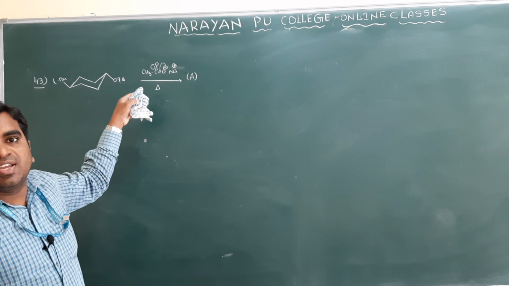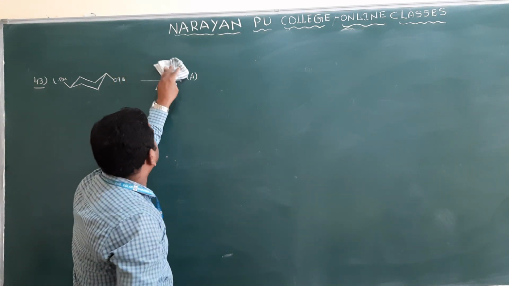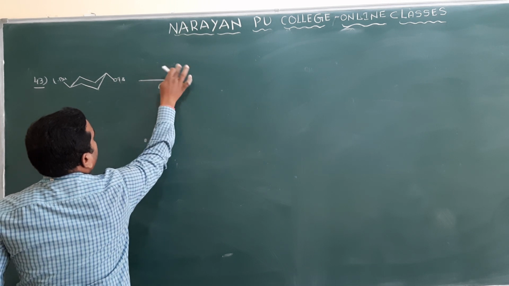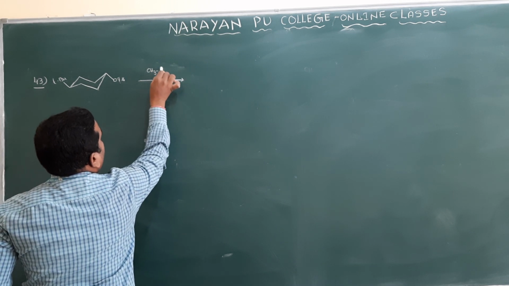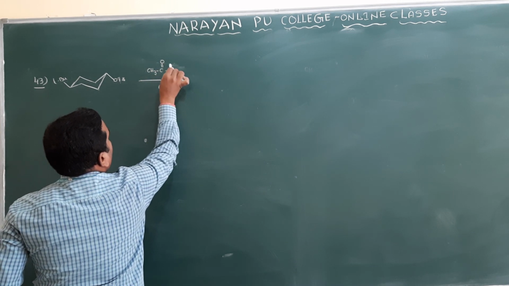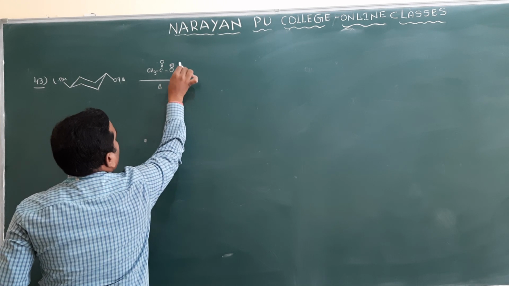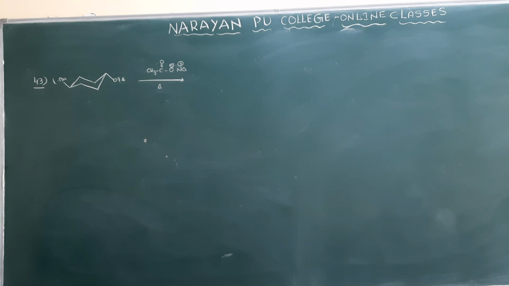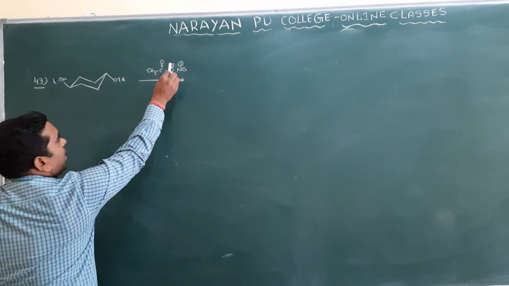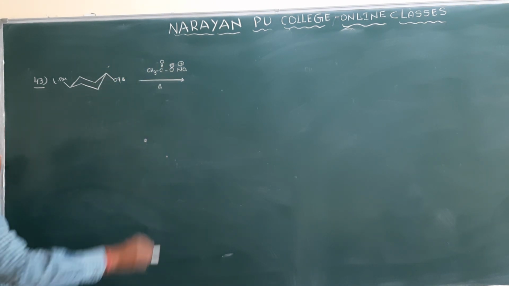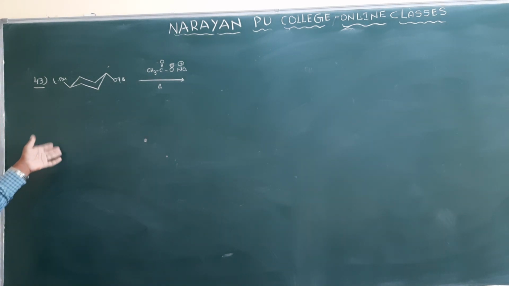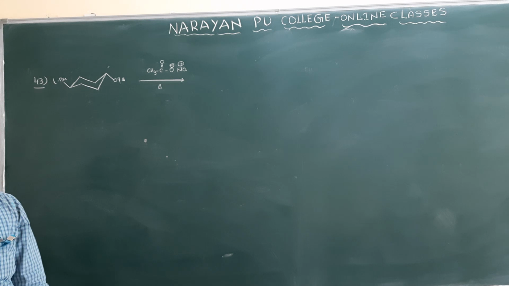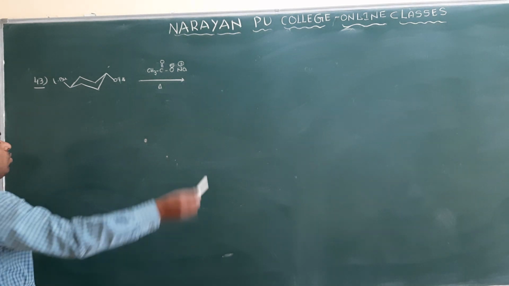Instead of a base, now it acts as a nucleophile. So here CH3, C double bond O, and here O minus, and there will be Na plus. Clear? So what happened here? Nucleophilic substitution reaction takes place. Nucleophilic substitution reaction means, like an SN2 reaction. It is SN2.